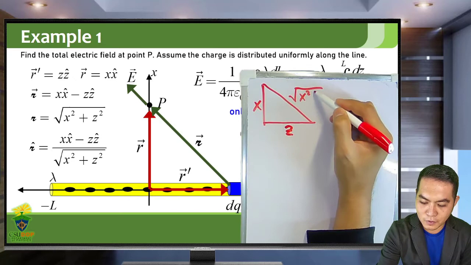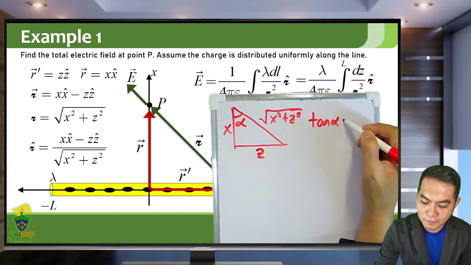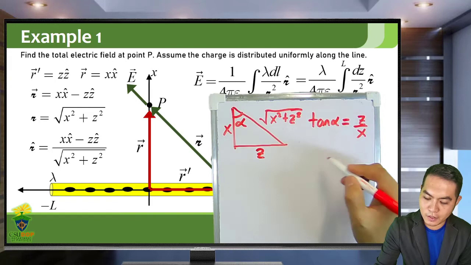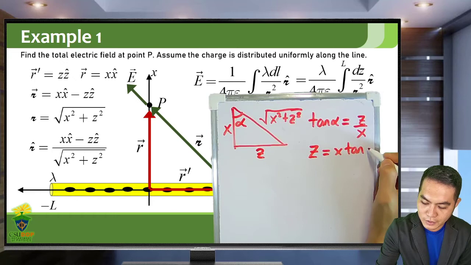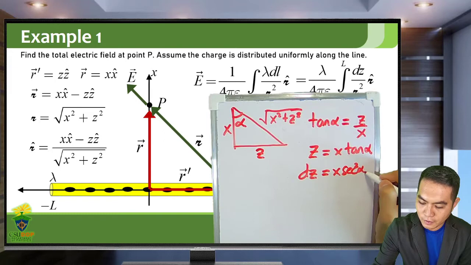So if I let this angle be alpha, then tangent of alpha is just opposite of the angle over the adjacent, so z over x. Therefore, z is equal to x tangent alpha, and dz is equal to x times the differential of the tangent, which is secant squared alpha d alpha.